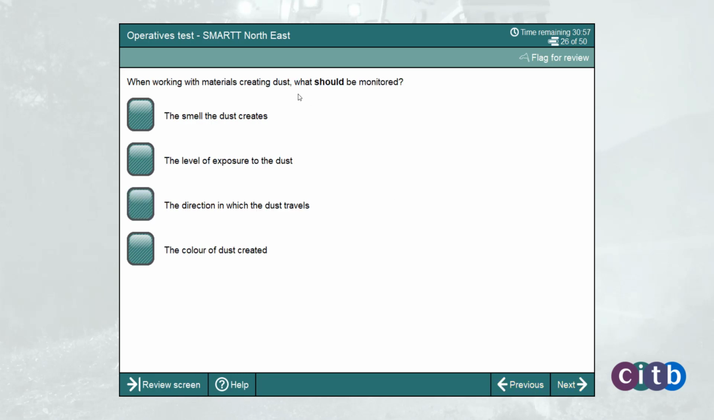When working with materials creating dust, what should be monitored? The smell the dust creates. The level of exposure to the dust. The direction in which the dust travels. The color of dust created.